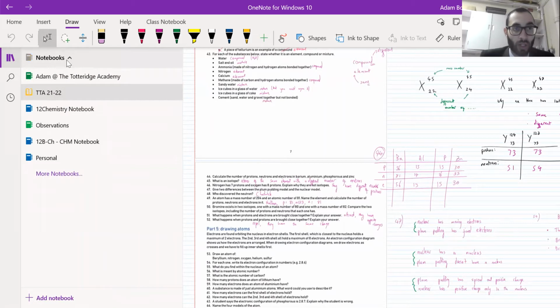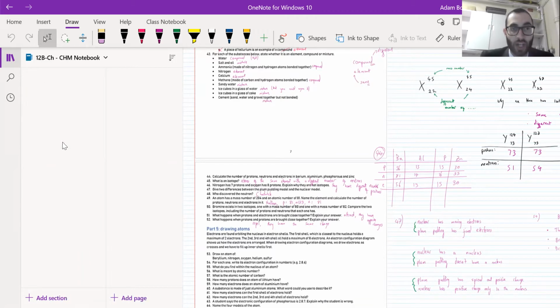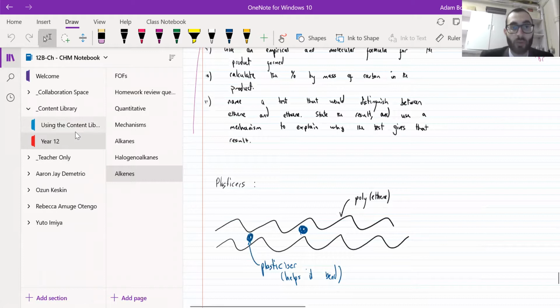I've also got two year 12 ones here. This is actually my year 13s now. But if we look at this one, this is a shared notebook. This is a class notebook which we use via Teams. Every class is set up on Teams, and then you can make a specific Teams notebook.